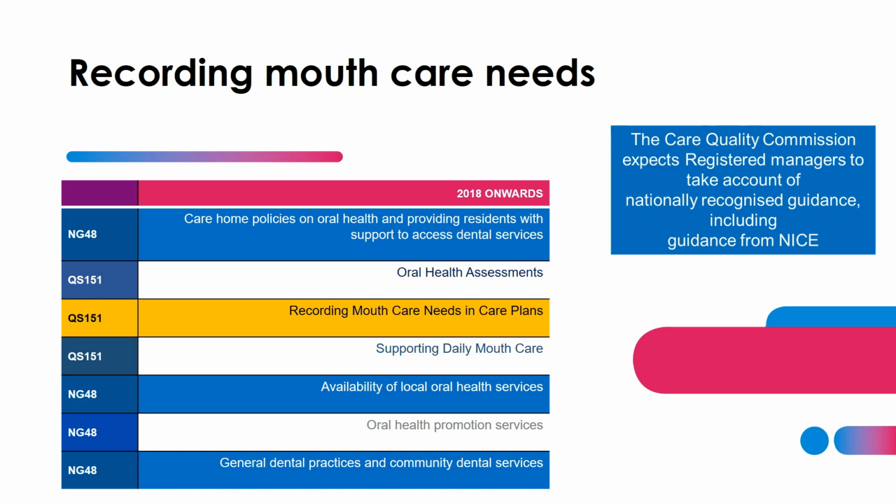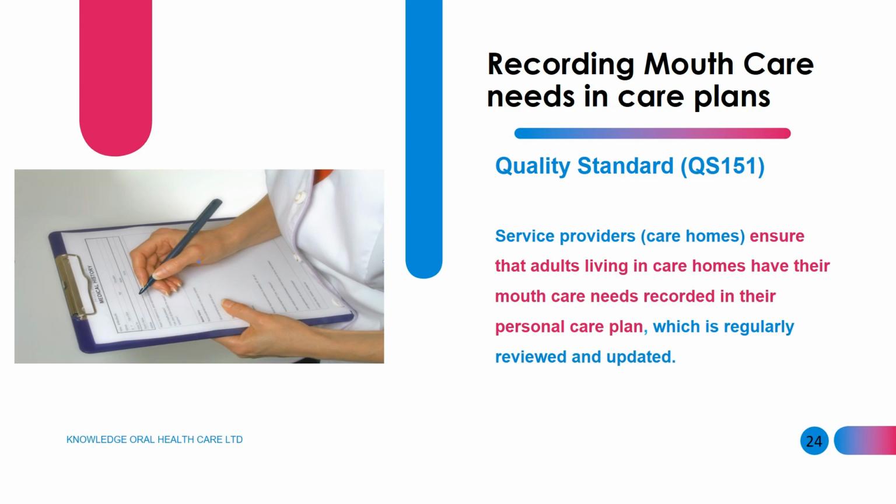Recording mouth care needs and care plans. Ensure that adults living in care homes have their mouth care needs recorded in their personal care plan. This simply means to discover what the resident requires and requests, and you'll find that it's the same or similar oral care regime for every resident.